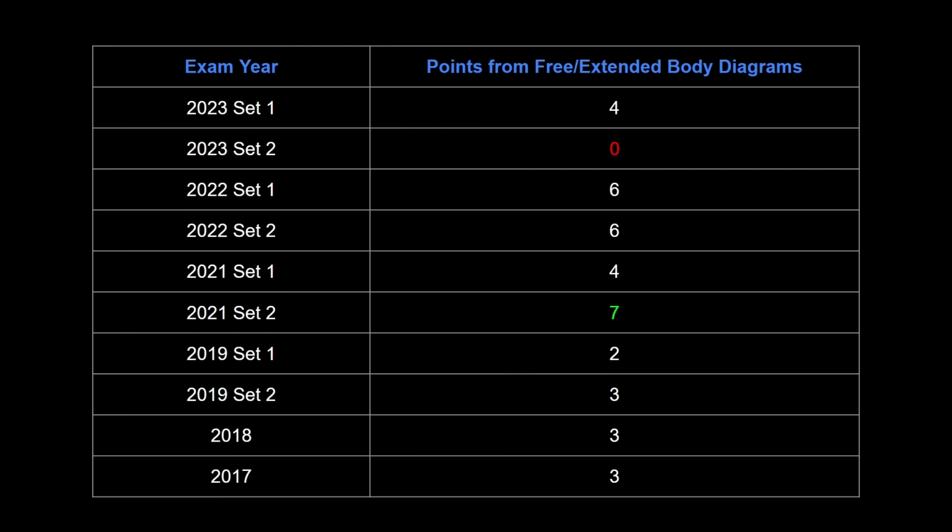So we can see here that with the exception of one of the sets last year, there's a decent number of points each year for free body diagrams. And we can see that there was a high of 7 back in 2021. And again, I just pulled the most recent exams. And the exam again did change in 2019.